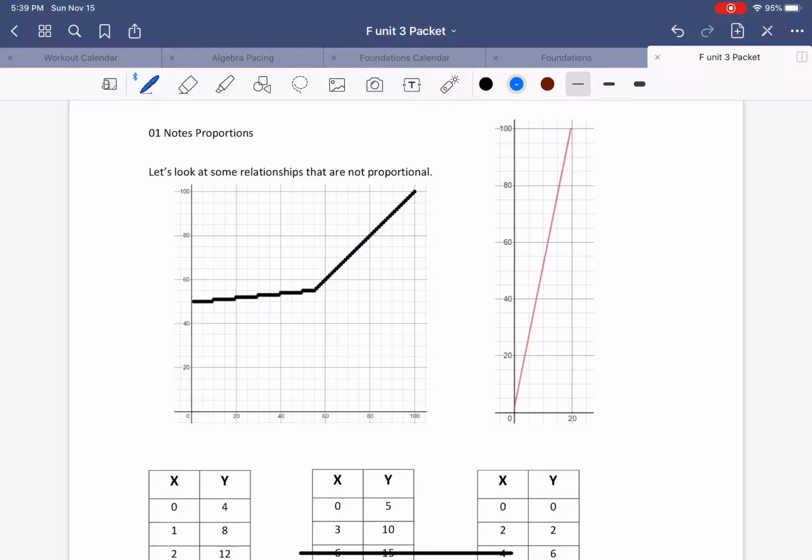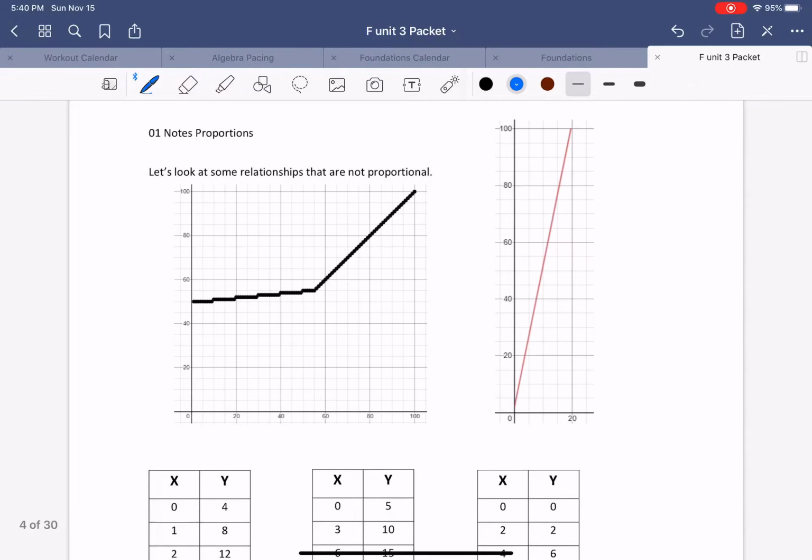And then when you hit, I think it's a 55, then you're making the grade that you do, but otherwise, you can't make below 50. So this is not proportional because it's not a straight line and it doesn't go through the origin.